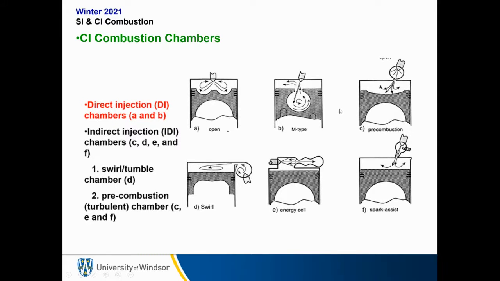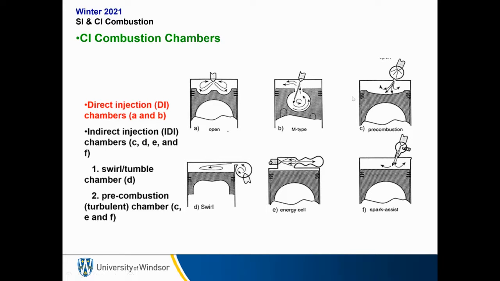Now here's a list of some types of chambers that can be used in compression ignition engines and how they try to generate turbulence. There's direct injection chambers, which are A and B. That's where injection is done directly into the chamber. And you can see they use fancy designs of the piston top to create turbulence. We have either what's called an open or an M-type piston or cylinder design, and it uses the shape on the piston itself to create turbulence.